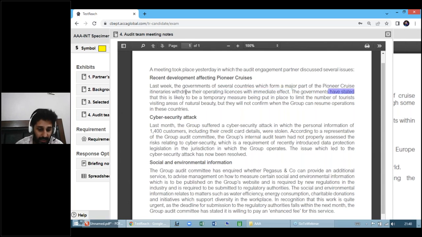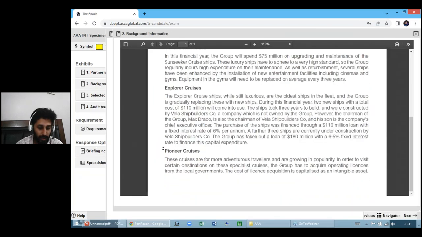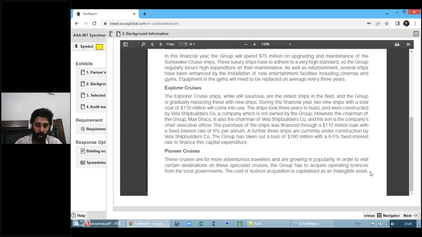The government has stated that this is likely to be a temporary measure, but they will not confirm when the group can resume operations in these countries. You know what? From the background information, it was clearly mentioned that for the Pioneer Cruise, the cost of license is capitalized as an intangible asset. Yes, that's fair enough. It's a correct accounting treatment. But in order to visit certain destinations, the group has to acquire the operating license from the local government.